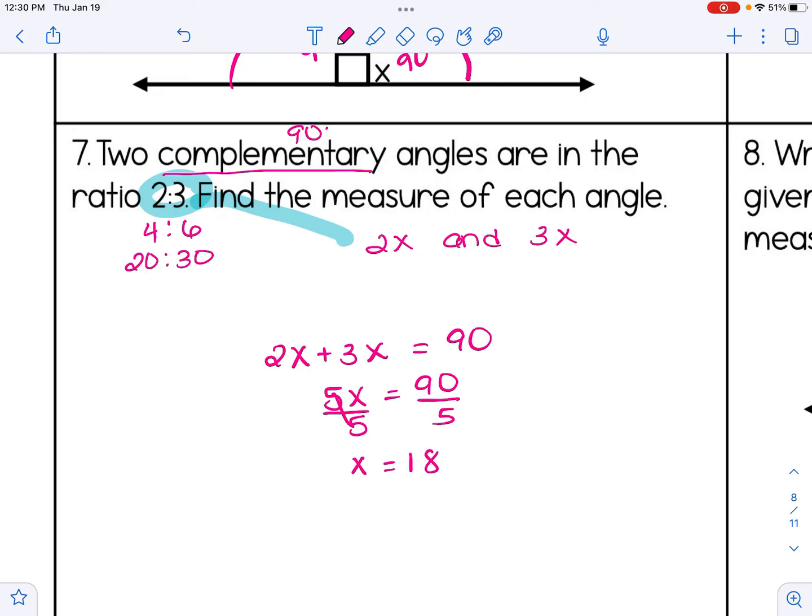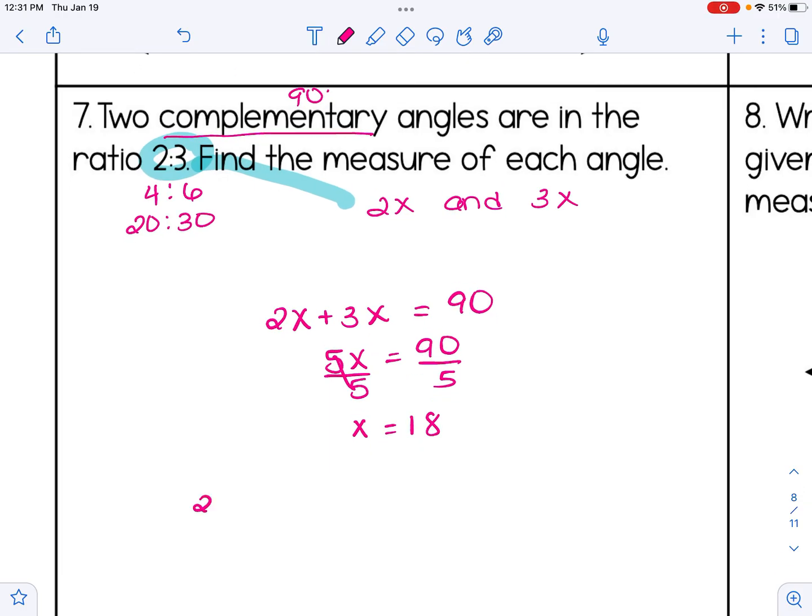And when I solve, I have x is equal to 18. So the problem does not say find x, right? We introduced that ourselves. We have to find the measure of each angle. Well, we said that one of the angles was 2x, so 2 times 18 gives me 36 degrees. We said the other angle is 3x, so 3 times 18 is 54 degrees. And those are our 2 angle measurements. And we can see 36 and 54 do actually add up to 90 degrees.